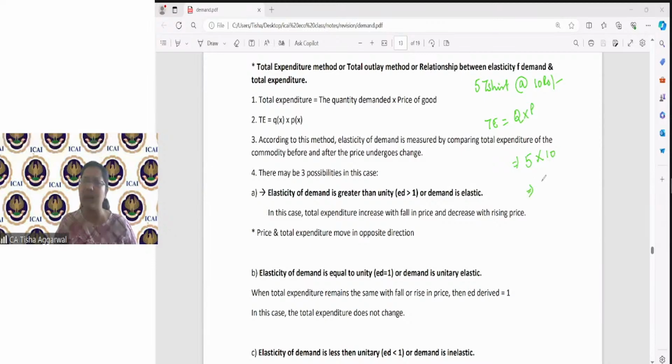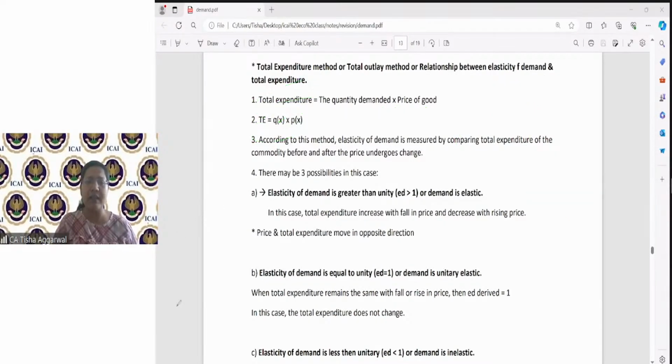So the total comes out to be 50. Okay. If that is the situation, the total expenditure is the demand into the price; you compute total expenditure. Now, again, there could be 3 cases involved in it.